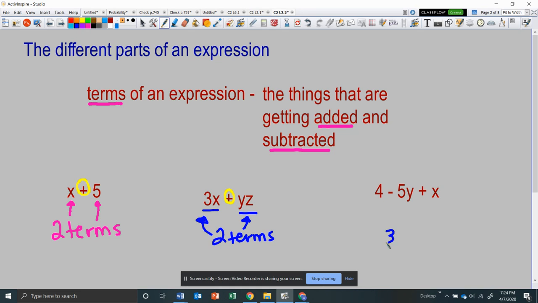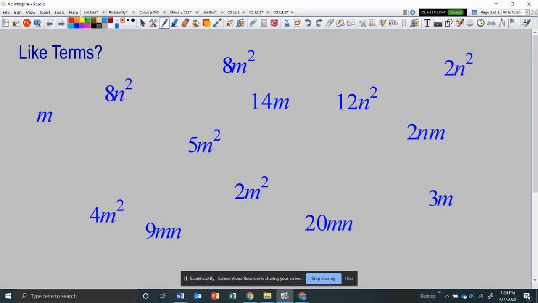This one has three terms. I have a 4, I have a 5y, and I have an x, because we've got a subtraction sign here, and we've got an addition sign here, and so this separates this up into three terms. This is a 4, and actually this isn't a 5y, it's a negative 5y, because I can make that plus a negative. So we're looking at those are the different terms. And so what we're going to be doing is we're going to be combining the like terms.